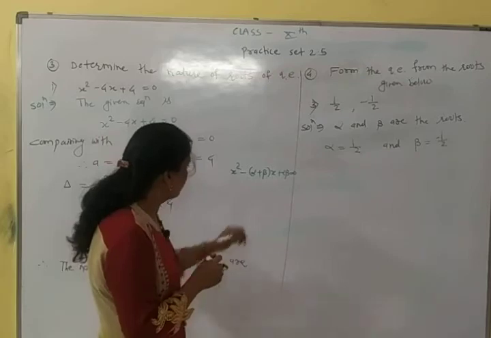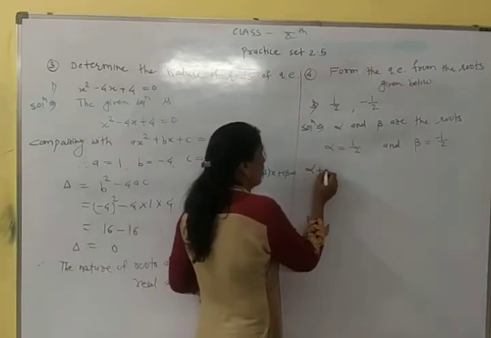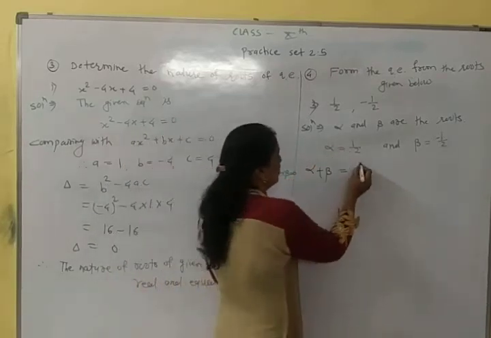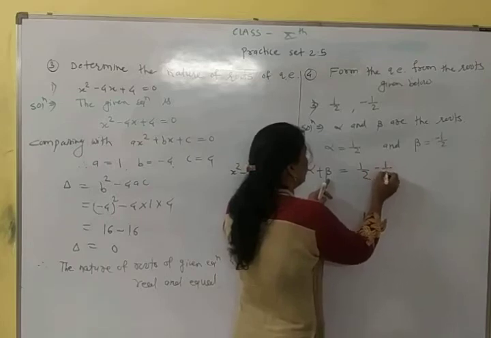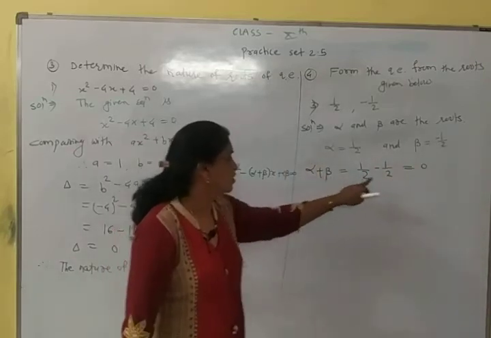Therefore first we have to find alpha plus beta. This is the sum of roots. Okay, the value of alpha is 1 by 2 and beta is minus 1 by 2. Then 1 by 2 minus 1 by 2 equal to 0. The sum of two roots is 0.